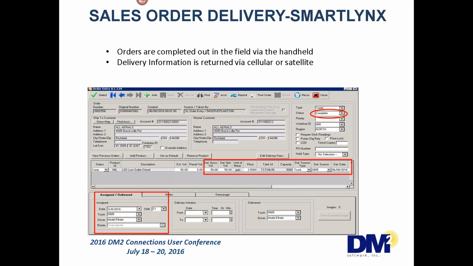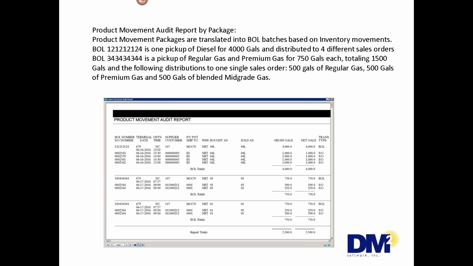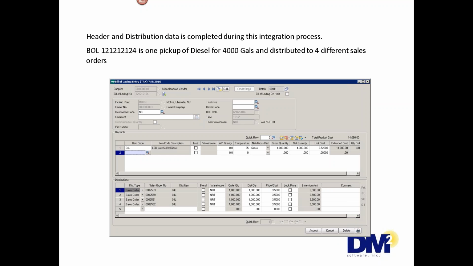It comes back to SmartTruck as a completed delivery. Then it goes to a review and approval process. Once approved, it's ready to be processed in Sage. Whether a truck or a trailer load or a tank wagon load, the SmartTruck BOL integration, also known as fuel movement, can accommodate. First, the audit reports are generated at a product level, then at a sales level. The BOLs are generated with the header, detail, receipt, and distribution.